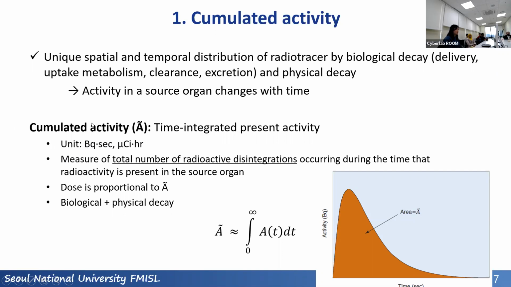As you know, the activity is the radionuclide decay per second, and if we multiply by the second, it just becomes a number. So as I said, it is the measure of the total number of radioactive disintegrations. So the dose is proportional to this cumulated activity, and it reflects the biological and physical decays of all the organs inside. So you can simply calculate cumulated activity as you see here.